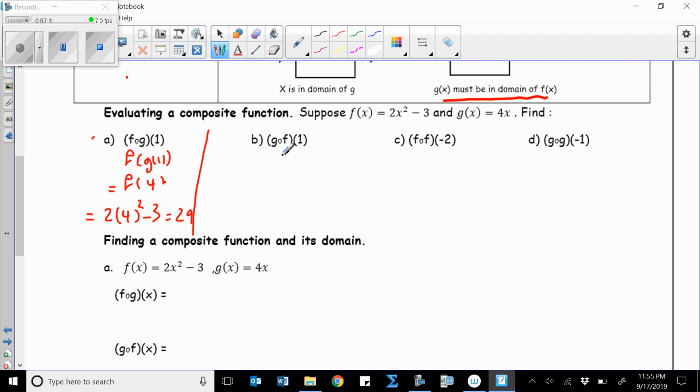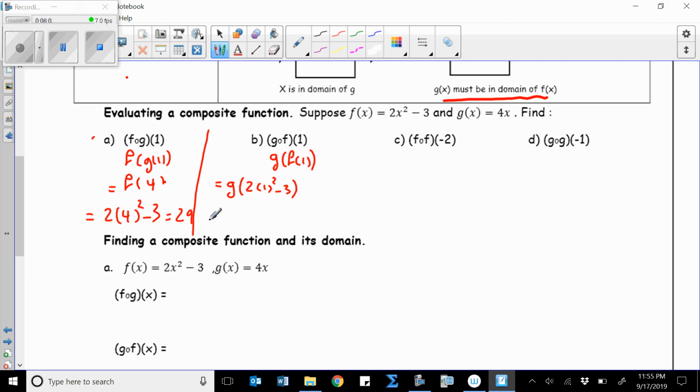Now we're going to work on the second part, g of f of 1. So I'm going to rewrite this as g of f of 1. First of all, let's find f of 1, because this is the first thing that we need to do. F of 1, we go to the f, and then wherever we have x, we're going to replace that with 1. So that's equal to, I'll just keep the outside function untouched. So f of 1 is 2 times 1 squared minus 3. This is 2 minus 3, which is negative 1.